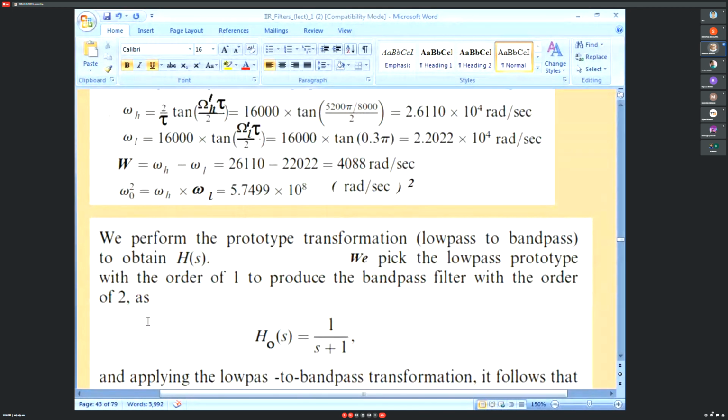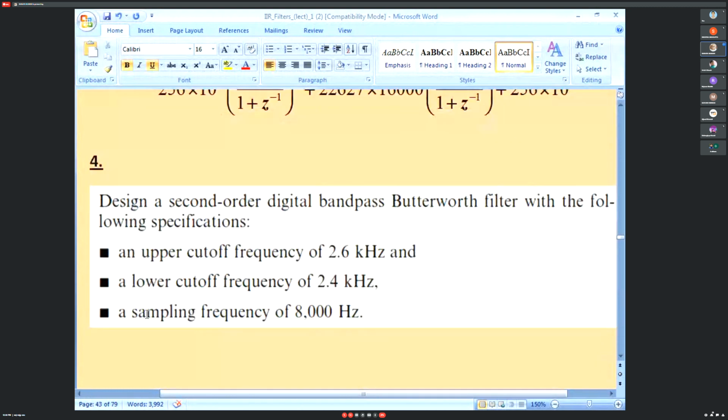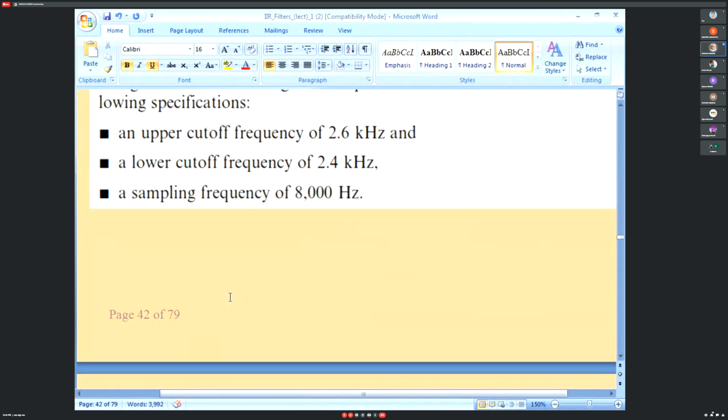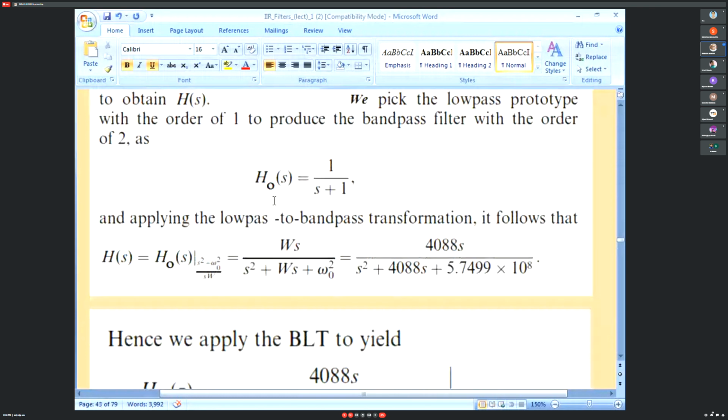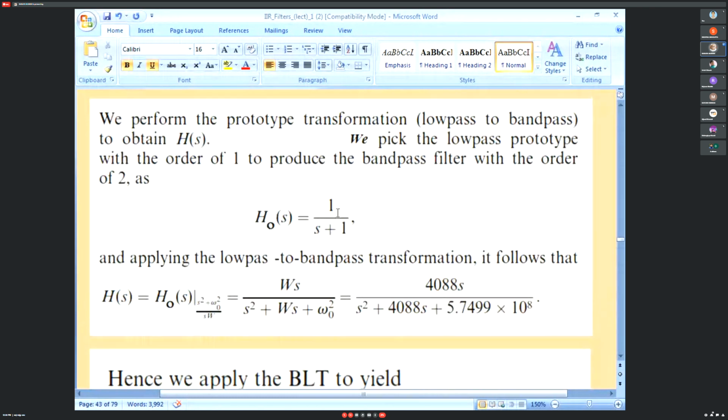Because it has to be a second order digital bandpass Butterworth filter, the prototype for the low pass Butterworth filter that you should consider should be the first order prototype. So that's why the prototype transfer function is 1 by s plus 1. Now, to get the transfer function of the bandpass filter, that is to be discretized, in this expression H0(s), I replace s with (s square plus omega naught square) by (s into W). That is the expression for H(s).